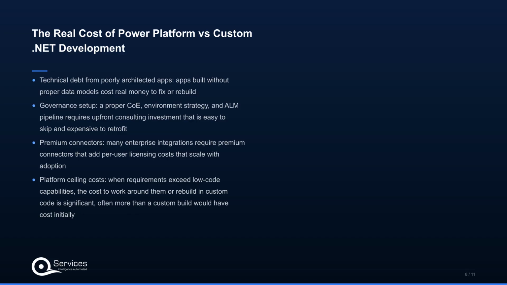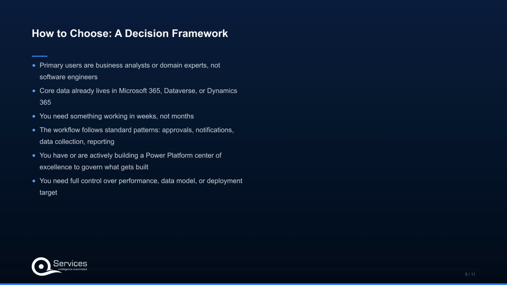The catch is Dataverse. Once you need a proper database backing your apps, Dataverse licensing adds meaningful cost. Microsoft includes 1 GB of database storage per 20 licensed users. Beyond that, storage costs $40 per gigabyte per month. For data-intensive apps, this can exceed the cost of running Azure SQL inside a custom .NET solution. A Power Platform development company should be transparent about these licensing costs during initial discovery, not after the contract is signed. Next up, moving on to how to choose a decision framework.